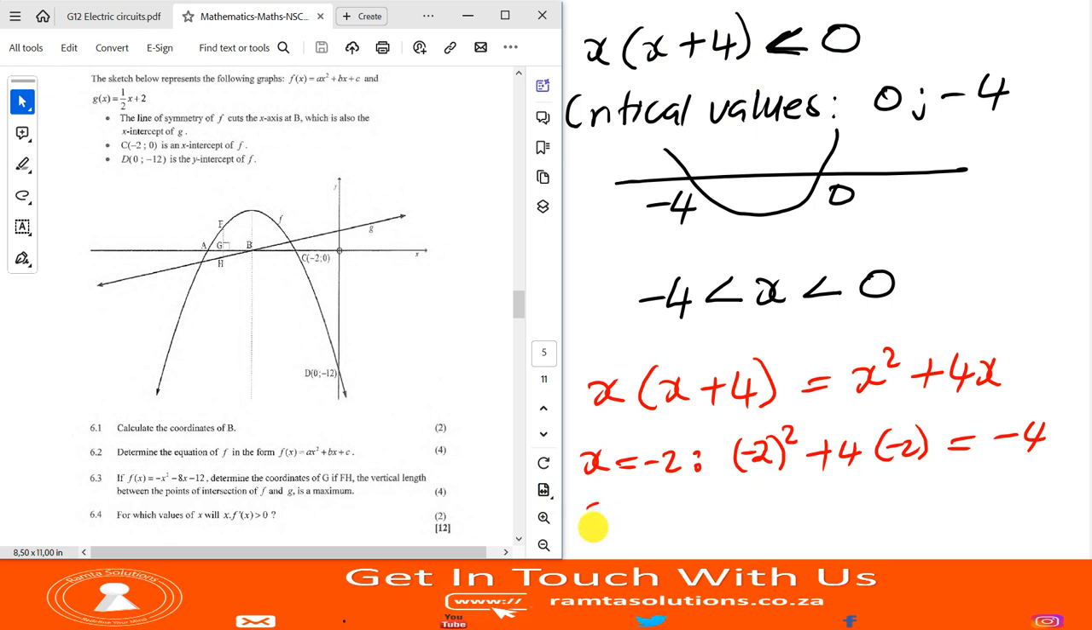Now, let's take a number that is greater than 0. For example, I'm going to say x is 2. Let's see. This is 2 squared plus 4 into 2. What do we get? We get a positive value, which is 12. Now 12 is positive, so indeed, it is not true for this. So we are sorted. Our answer is indeed correct.